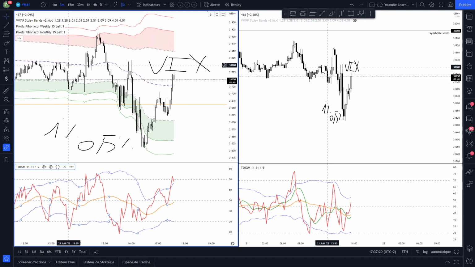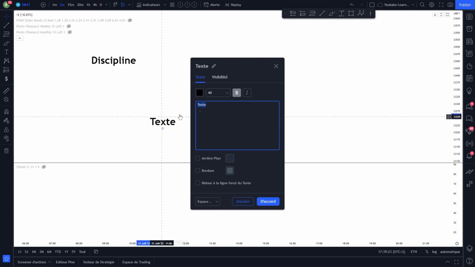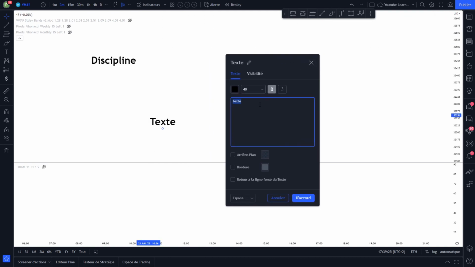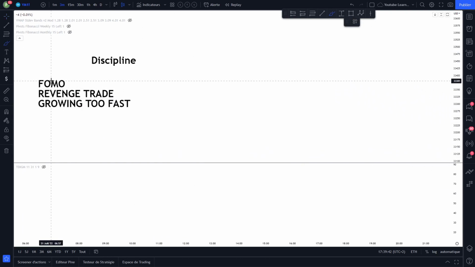Okay, so I will see you guys for the next part, which is discipline. So the second part is about discipline. I don't know if I spelled it right or wrong, but you can correct me in the comment section. So for discipline, you have some different trading things. So the first one is fear of missing out.